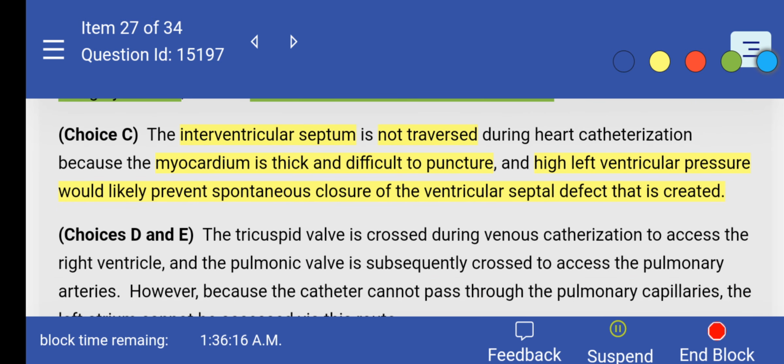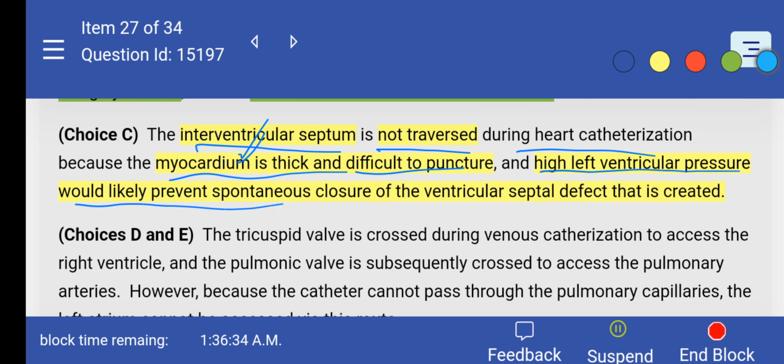Why not option C, the interventricular septum? The interventricular septum is not traversed during heart catheterization because the myocardium there is thick and difficult to puncture, and a high left ventricular pressure would likely prevent spontaneous closure of the VSD that is created.